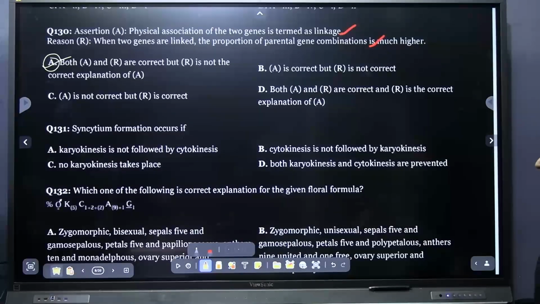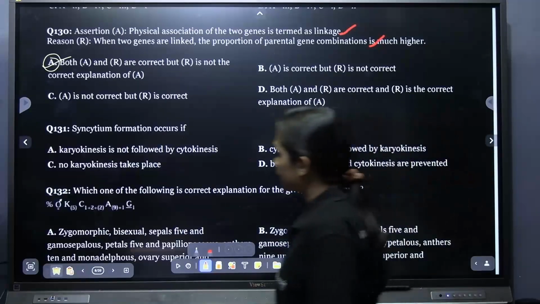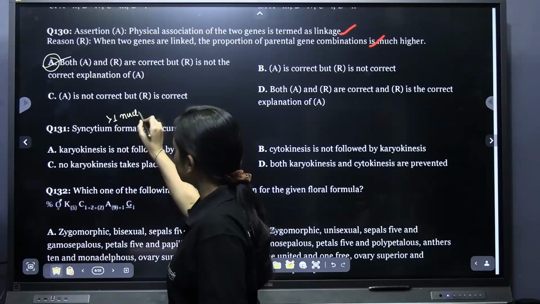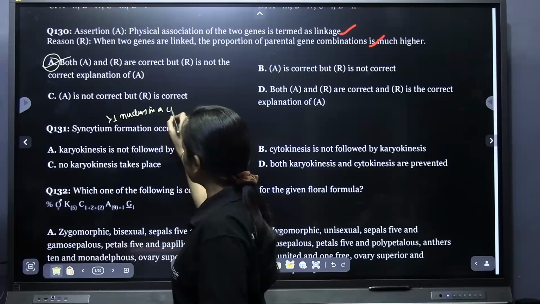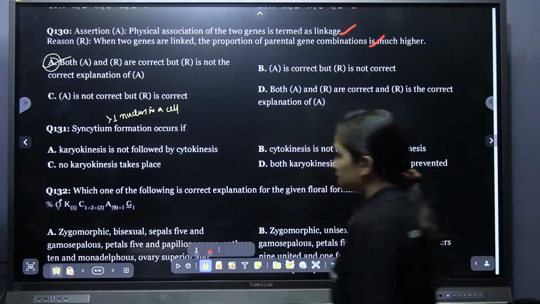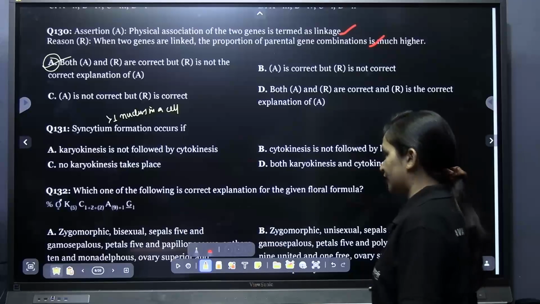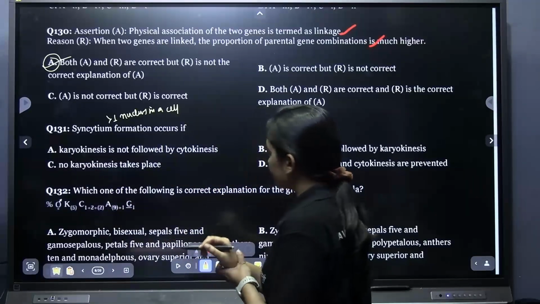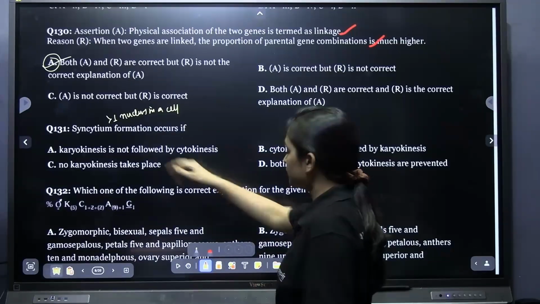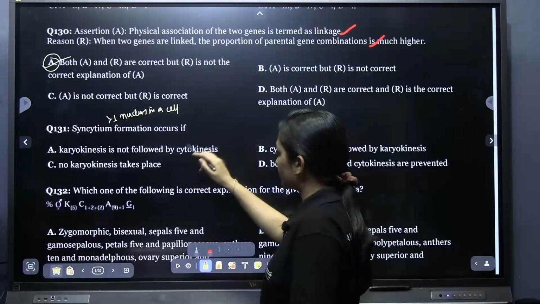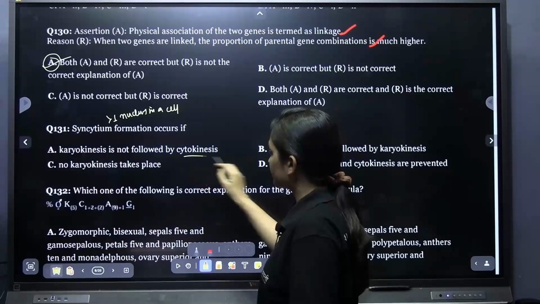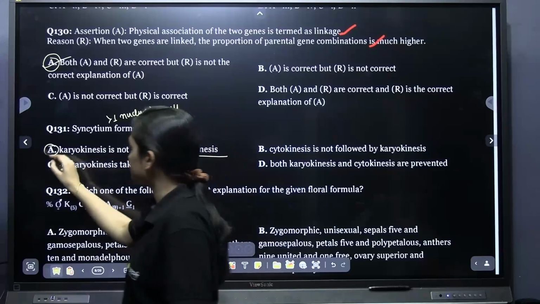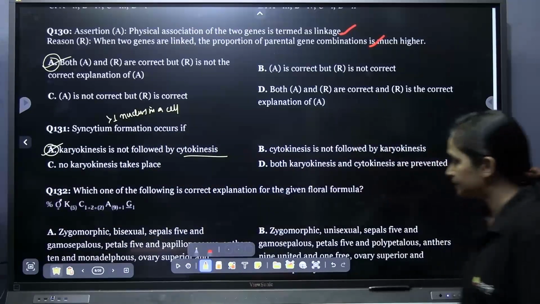Syncytium means more than one nucleus in a cell. Option A. Karyokinesis is not followed by cytokinesis. Yes, when cytokinesis will not follow the karyokinesis, after the karyokinesis, the division of the nucleus, the cytokinesis has to follow, not be absent. That is A. A is the correct answer. Very good.